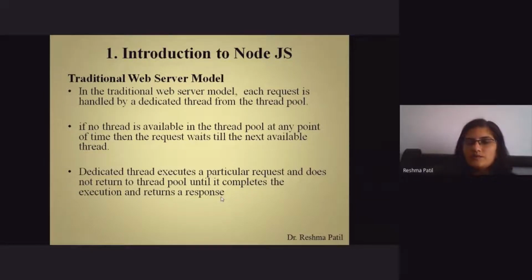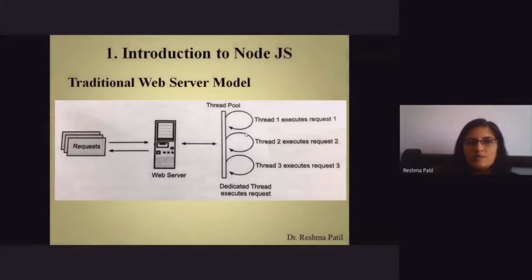the response. So this is the diagram of a traditional web server. Every request is given to a dedicated thread. However many threads there are, that many requests we can execute simultaneously. If the number of requests increases, the request has to wait until these threads are empty. So this is the traditional web server model.